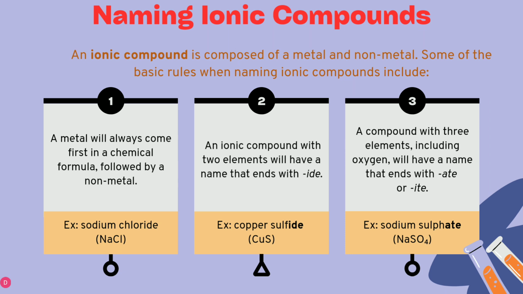Number 2, an ionic compound with two elements will have a name that ends with -ide. For example, copper sulfide, CuS. Number 3, a compound with three elements including oxygen will have a name that ends with -ate or -ite. Sodium sulfate, NaSO4.